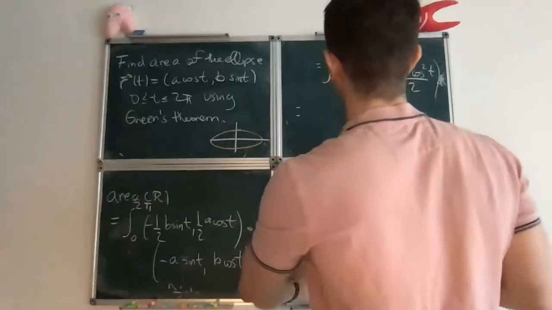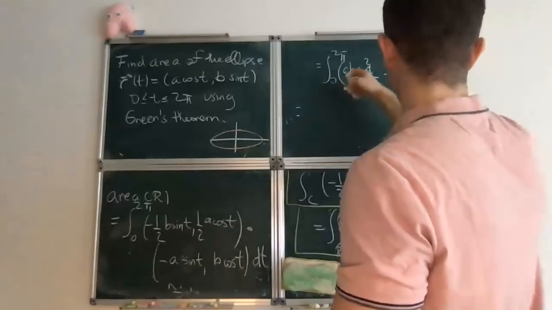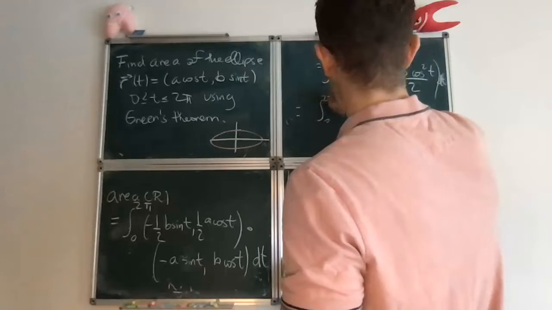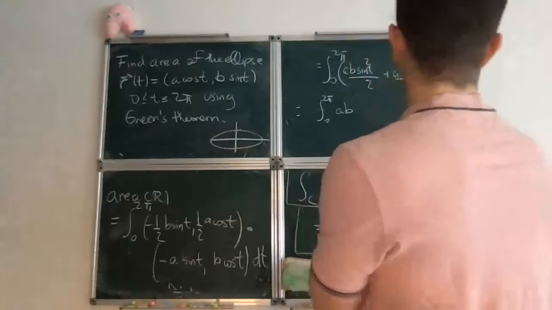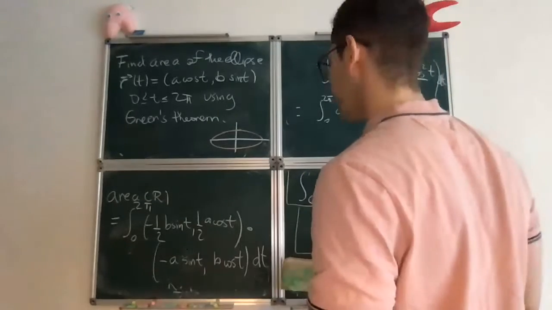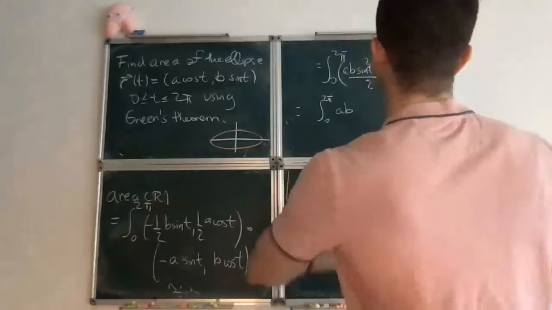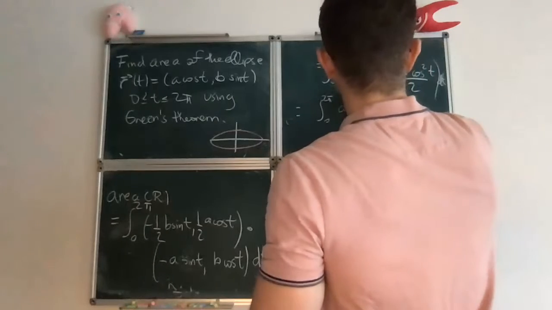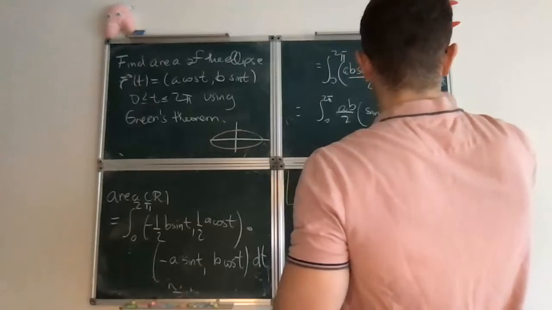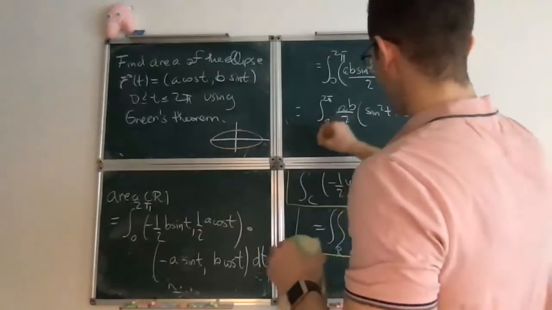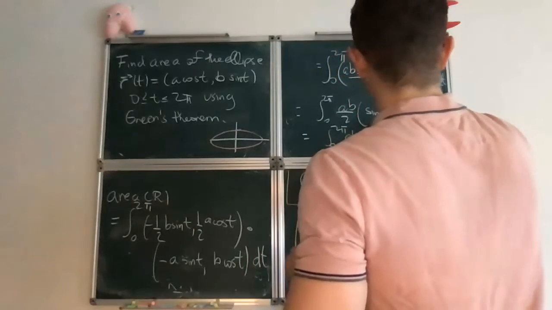And so cosine squared plus sine squared equals 1, so you just get the integral from 0 to 2 pi of ab over 2 times sine squared plus cosine squared dt. Sorry, this is 1, so you get the integral from 0 to 2 pi of ab over 2, and this is just pi ab.